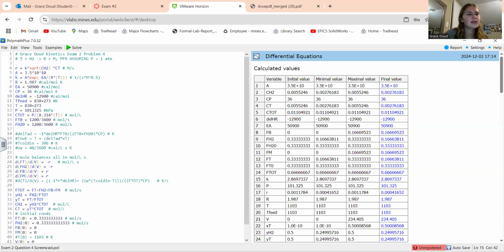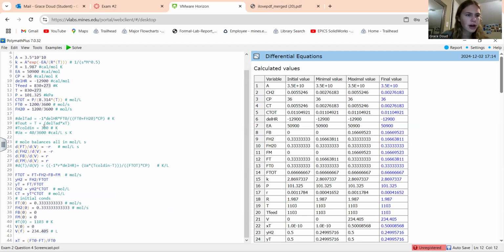Okay, so if it's isothermal, here I have T is going to be that 830 Celsius plus 273 to get to Kelvin. I have my rate and my k calculation. Pretty self-explanatory. I assumed the pressure was 1 atmosphere, so 101.325 kilopascals, which I used in my total concentration calculation here. I did everything in moles per second, which is why sometimes I'm dividing by 3,600. I put everything in moles, liters, and seconds. This stuff will come in later.